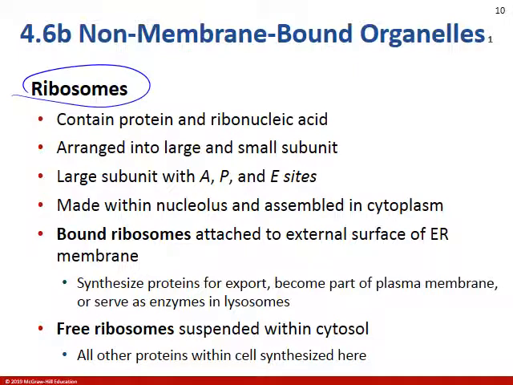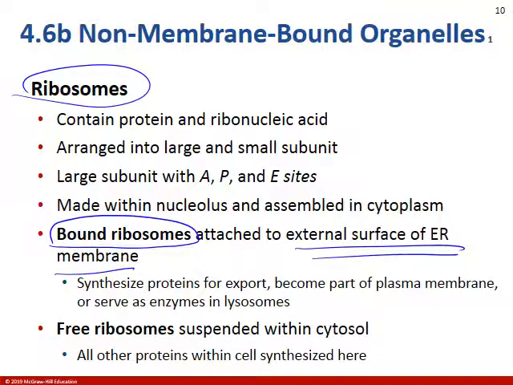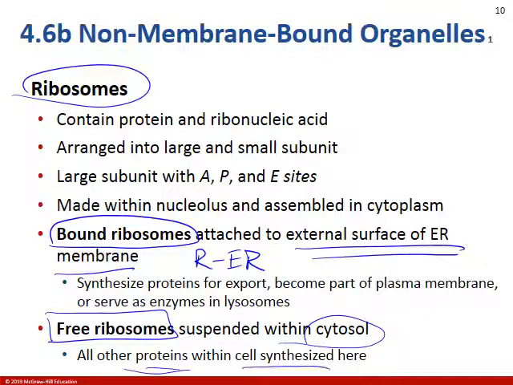Ribosomes come in 2 different types. You have bound ribosomes. They're attached to the surface of the endoplasmic reticulum, right? So that's why we call it rough ER. But you also have free ribosomes. They're just suspended in the cytosol, and you can have proteins synthesized out in the cytosol as well. This is where the majority of proteins are synthesized, but you do have other options.